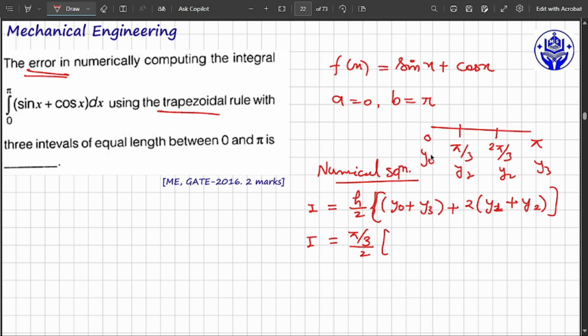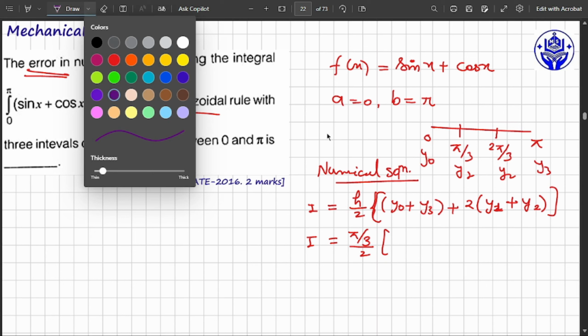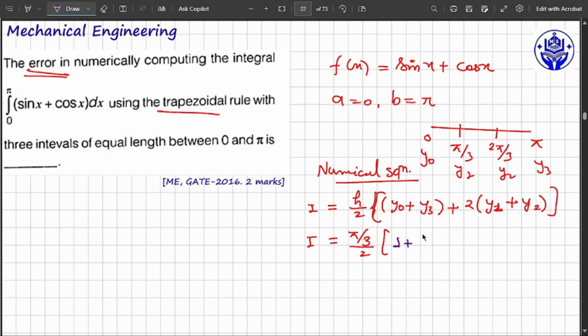So what is y0 in this case? Okay, I'm just writing here. y0 is 1 plus y3, at pi, it is minus 1. Plus twice of y1, at pi by 3, it is 1.366 and y2 is 0.366. So the value calculated by the numerical trapezoidal method will be 1.1812.